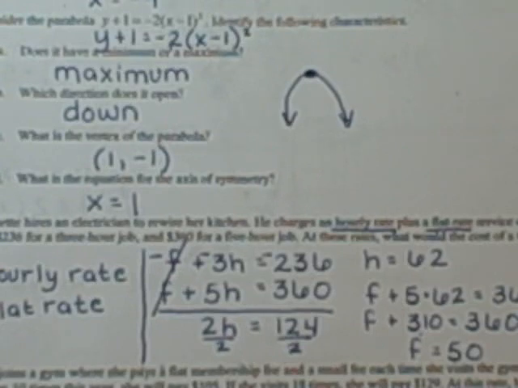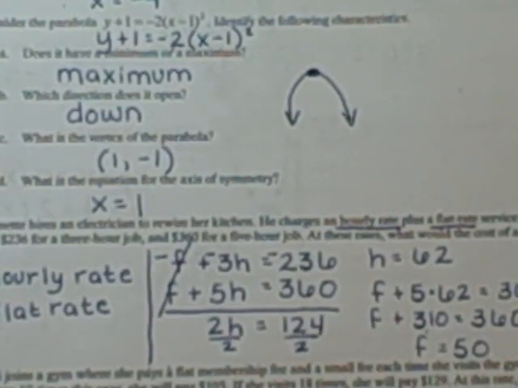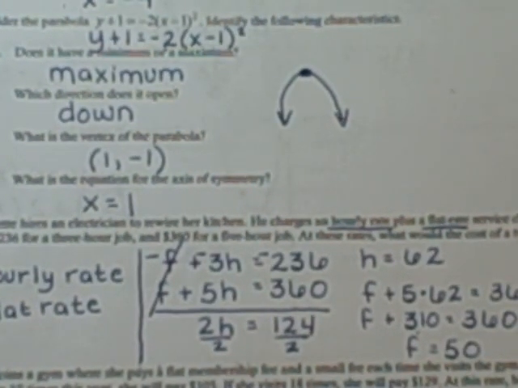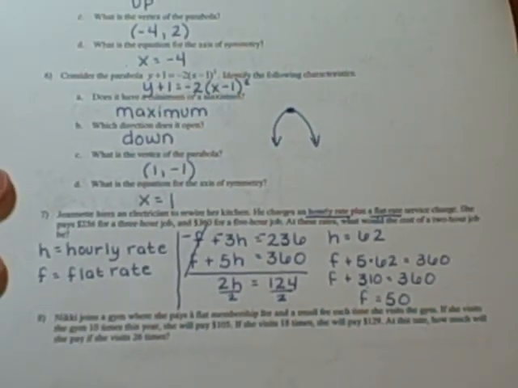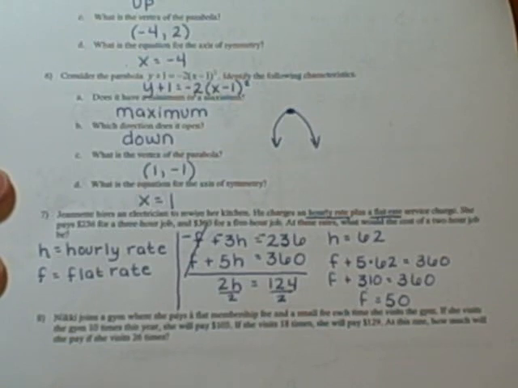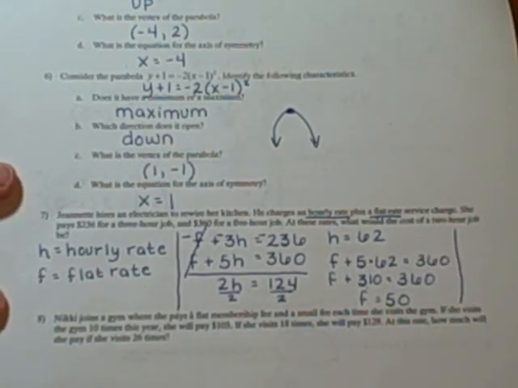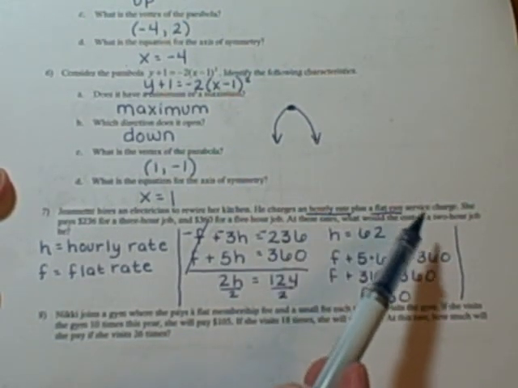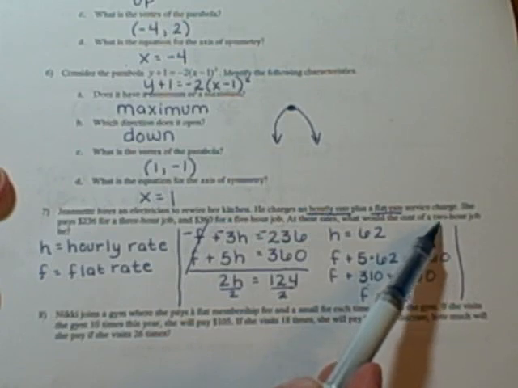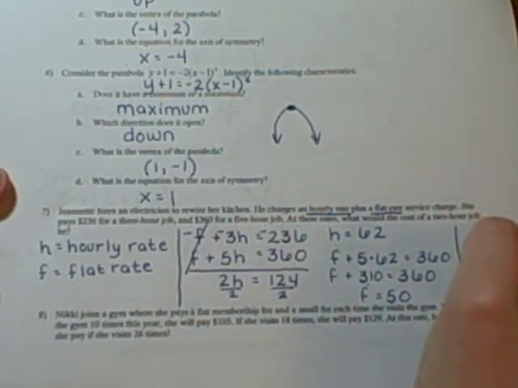Now, after all that work, I'm still not done, because the question is asking not what the hourly rate and the flat rate are, but how much it would cost for 2 hours with this electrician. I have to zoom out to give myself some more space here. Okay, so off to the side over here, and hopefully you can see that okay. Yep, looks like it. Off to the side over here, I need to figure out what a 2-hour job would cost. And remember that for a 2-hour job, I'm paying 2 hours plus the flat rate.